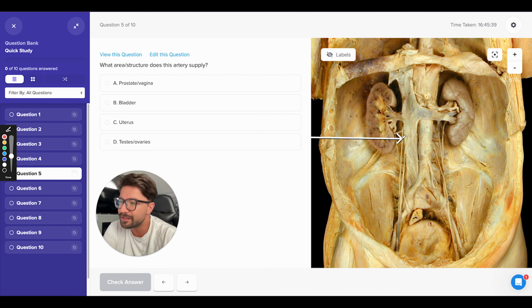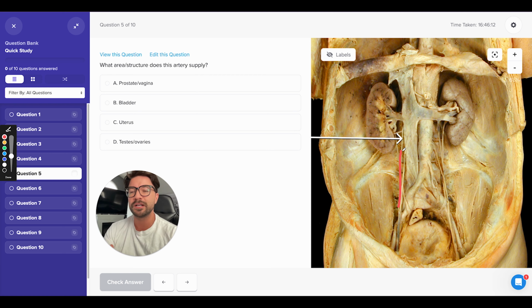So coming to this structure, which we are asking about, where is this going to provide blood supply to? Well, if we come over here to the left side, we know that this is going to be our left gonadal artery, and it's traveling with our left gonadal vein. So if this is the left gonadal vein, if this is the right gonadal vein on the right side, this structure traveling with it, this is going to be our right gonadal artery.